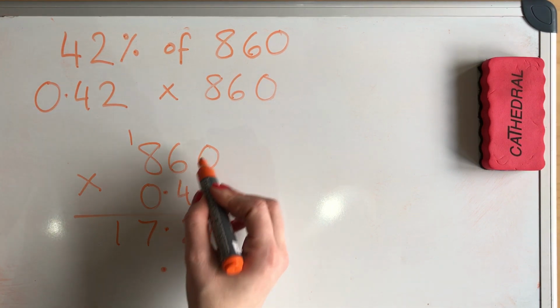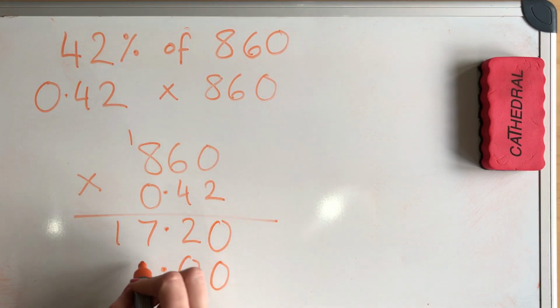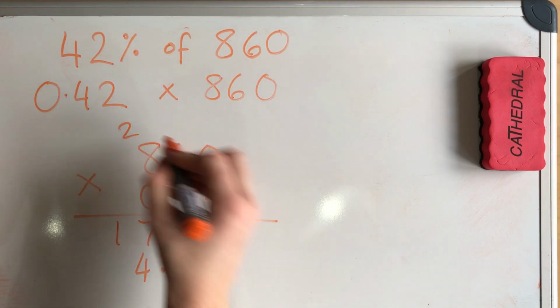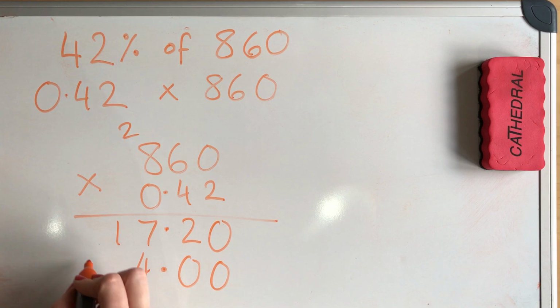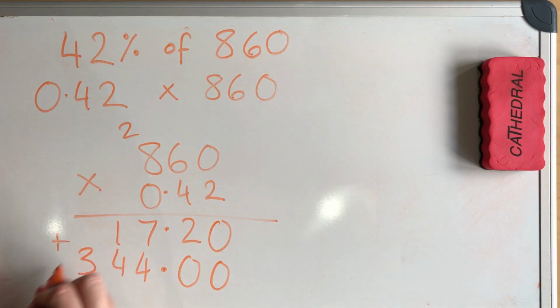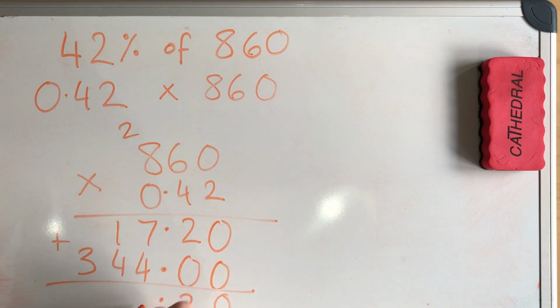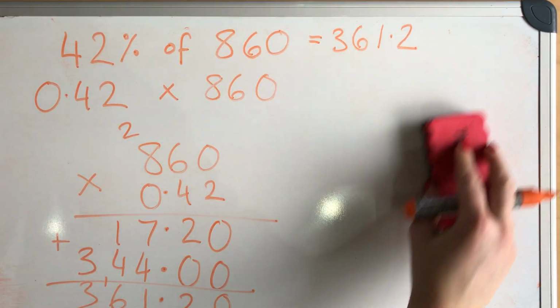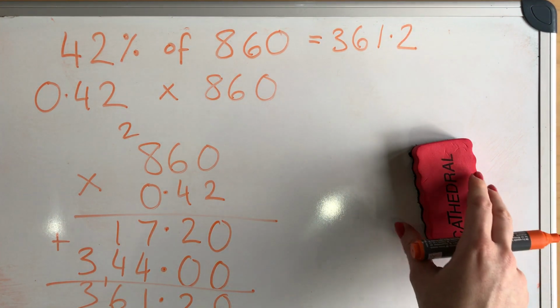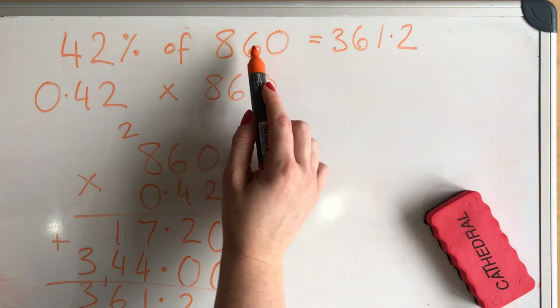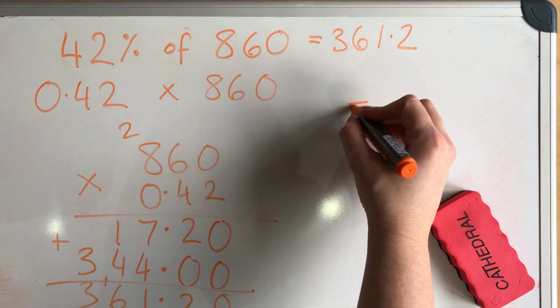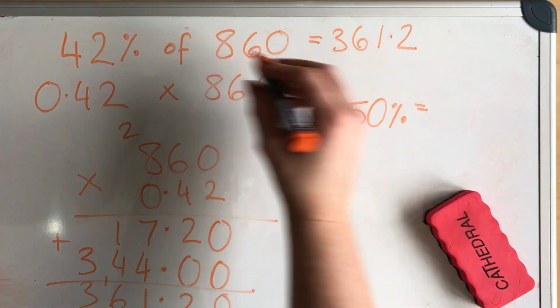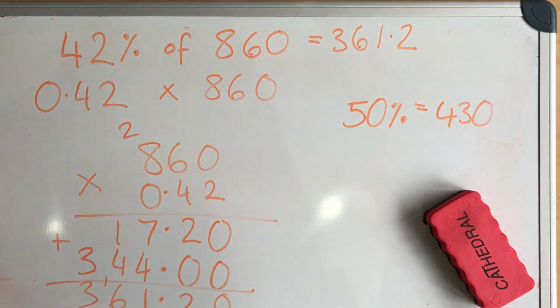Put my 0 in. 4 multiplied by 0 is 0. 4 multiplied by 6 is 24. Carry the 2. 4 multiplied by 8 is 32, plus 2 is 34. So my answer is 361.2. Now one way to check if it's approximately correct is I know 50% is just half of this. So I can quite easily say 50% equals 430. And that's just underneath it, so that looks about right.